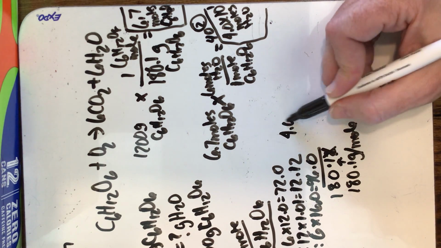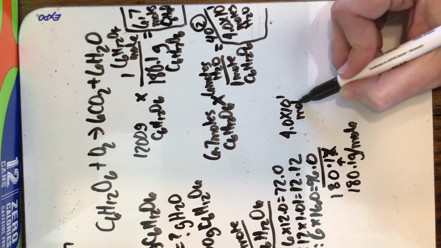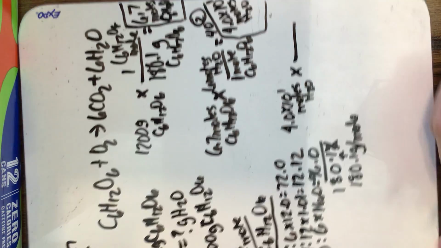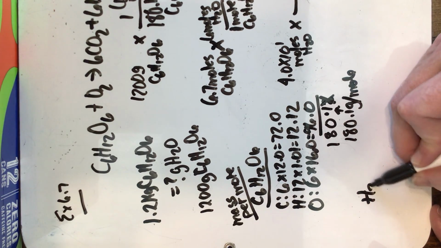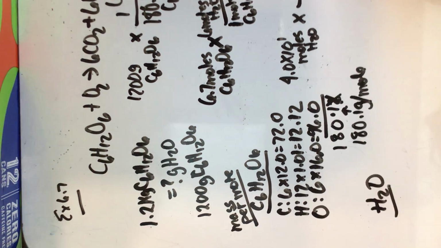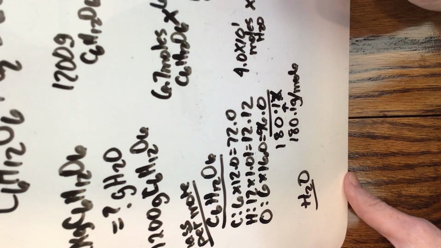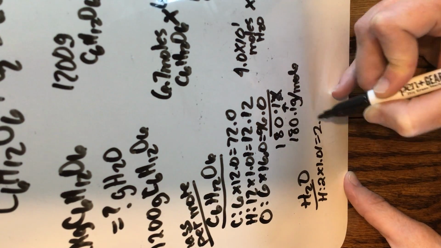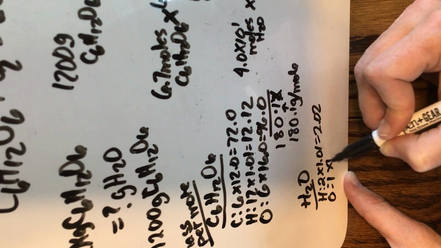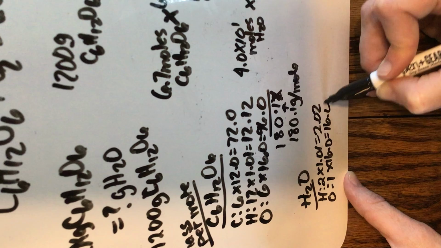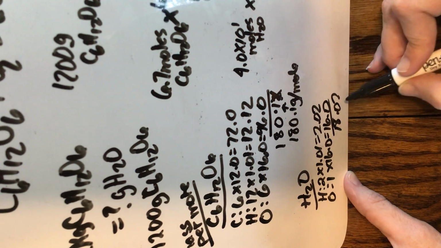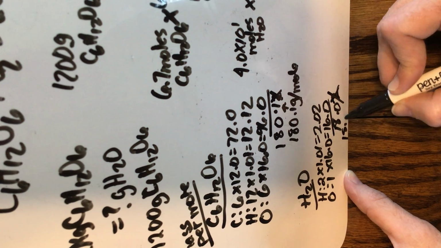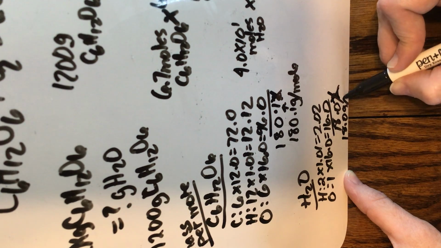So I'm going to start out with the 4.0 times 10 to the 1 moles of H2O times, and I have to come over here and do my H2O. Hydrogen, there are 2 times 1.01. Oxygen, there's 1 times 16.0. And that's 18.02. Again, we're wanting precision to the tenths place, so we'll just use 18.0. So there are 18.0 grams in 1 mole of water.